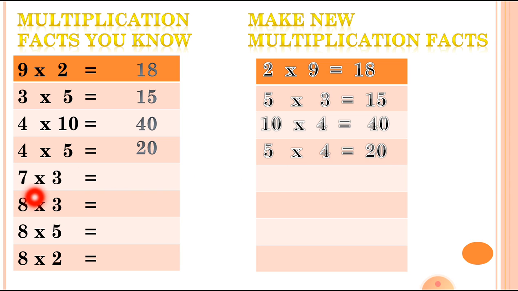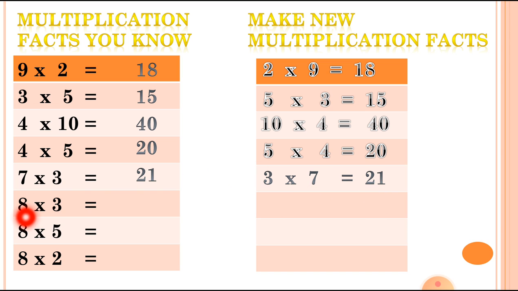Now the next one here is 7 threes are. 7 threes are 21. So what will be the new multiplication fact? It will be 3 sevens are 21. If here is 7 threes are 21, so we can write down that 3 sevens are 21.